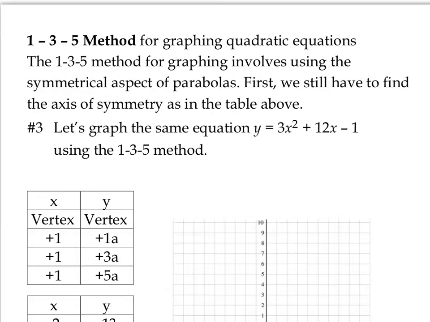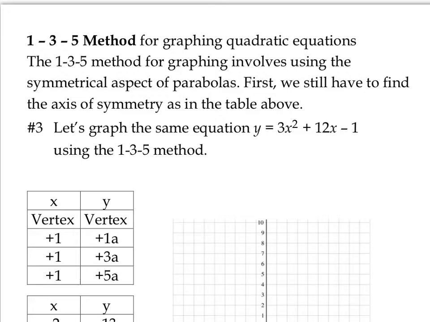There's another method we can use for graphing these without having to plug all those values in. Sometimes that can be a little bit of an issue. It can take a little bit of time. There could be more mistakes that are made. So we're going to look at a different method here. It'll give us the same graph. We're going to use that same equation, 3x squared plus 12x minus 1.